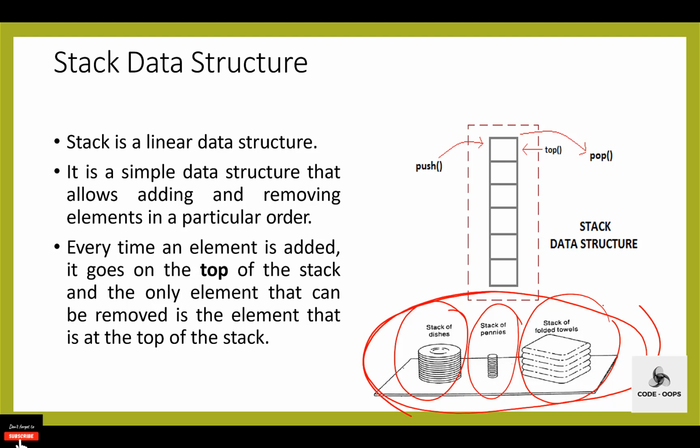It is a simple data structure that allows adding and removing elements in a particular order. Every time an element is added, it goes on the top of the stack, and the only element that can be removed is the element that is at the top of the stack. In stack data structure, only one end is there, that is the top of the stack. Insertion as well as deletion can take place at only one end.